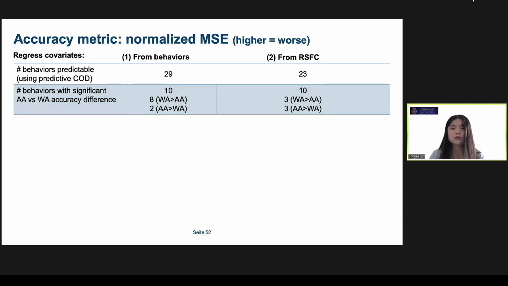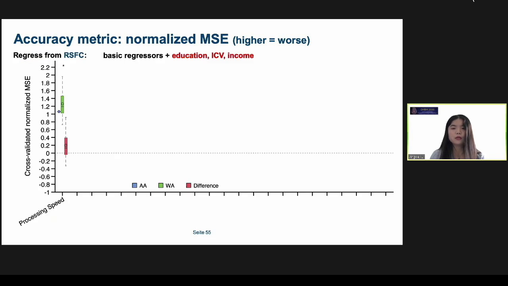Then we try using MSE normalized by each race group's variance of behavior scores. Here we consider the same behaviors as were predictable using predictive COD. There were fewer behaviors with significant difference in normalized MSE. Here I will show you the normalized MSE for individual behaviors.